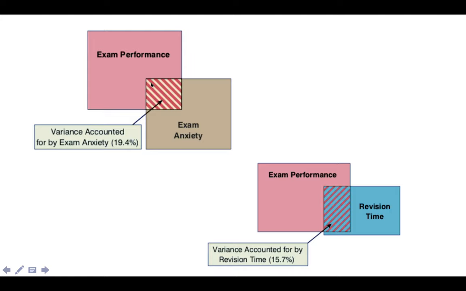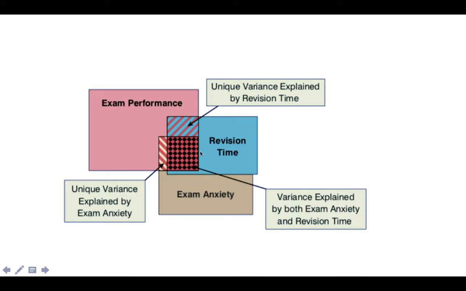So for the shared variation, we could see that exam anxiety accounts for 19.4% of variance in exam performance. Then revision time, if you calculated this, accounts for 15.7% of variation in exam performance. If you put these together, then it's more than 50%. So there is a shared area here, and there are areas which are not shared.